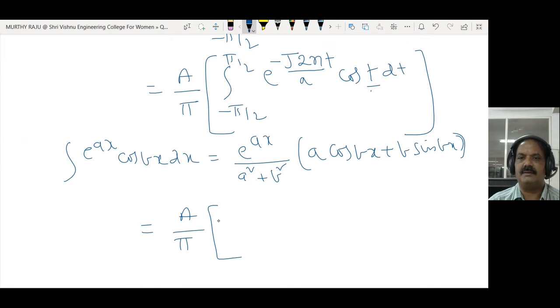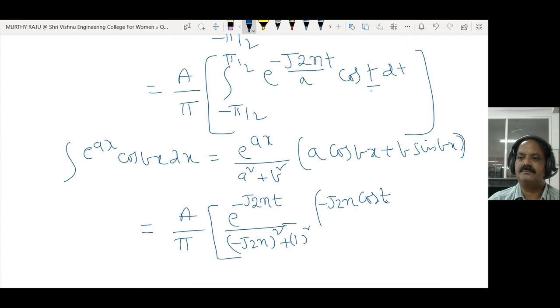So we get e^(-j2nt) divided by ((-j2n) squared plus 1 squared), times (-j2n cos t plus 1 times sin t), evaluated from minus pi by 2 to pi by 2.